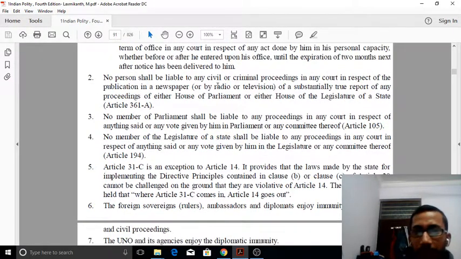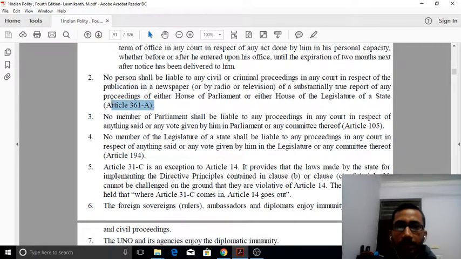No person shall be liable to any civil or criminal proceedings in any court in respect of the publication in a newspaper of a substantially true report of any proceedings of either house of the Parliament or either house of the state legislature, right?